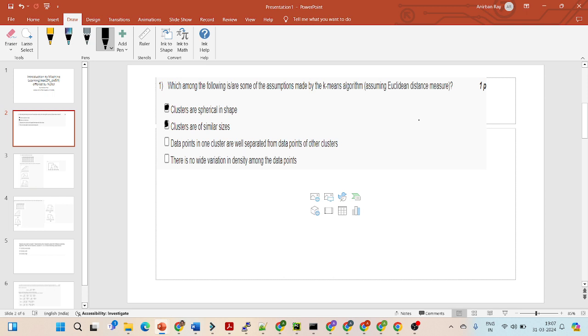So the sizes are also considered similar, so that we can get the same number or a similar number of data points inside each cluster, all around close to that.